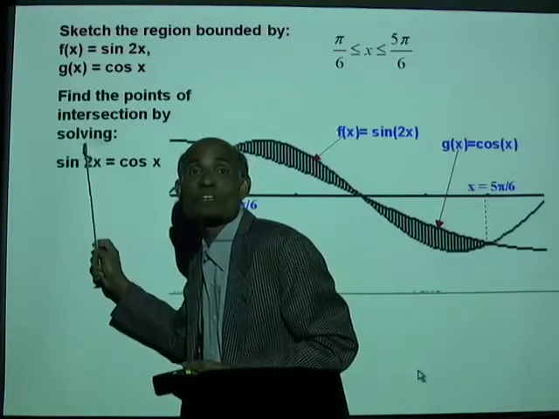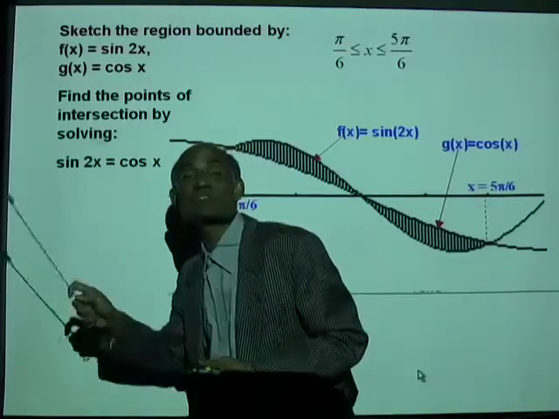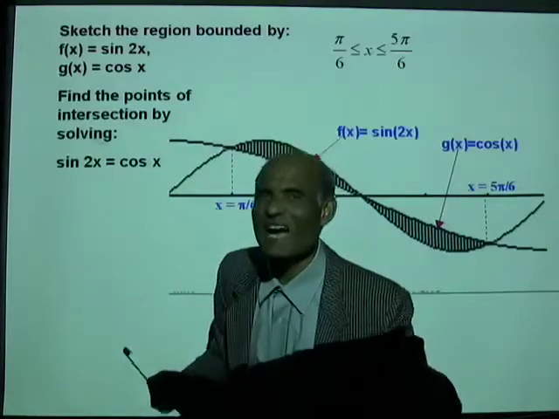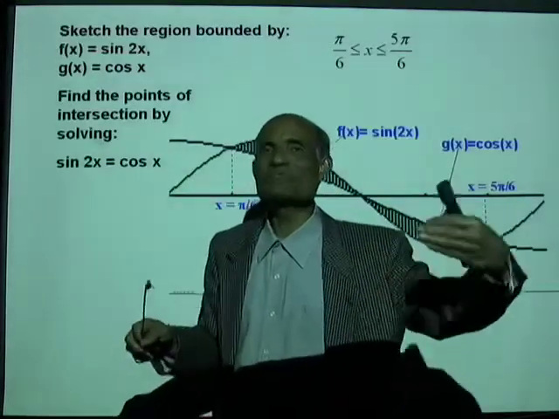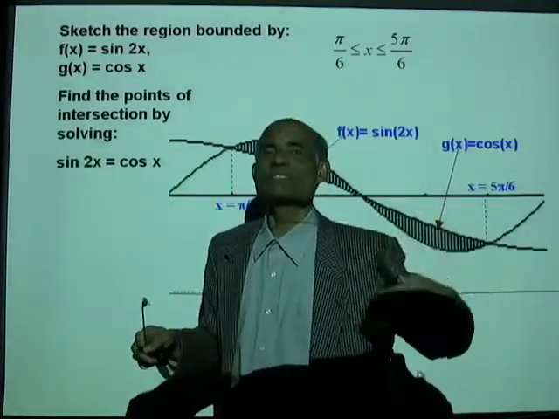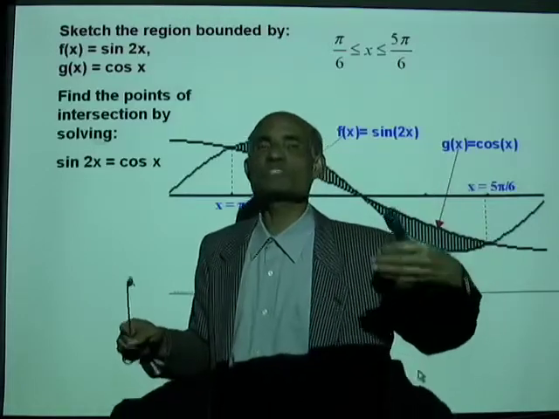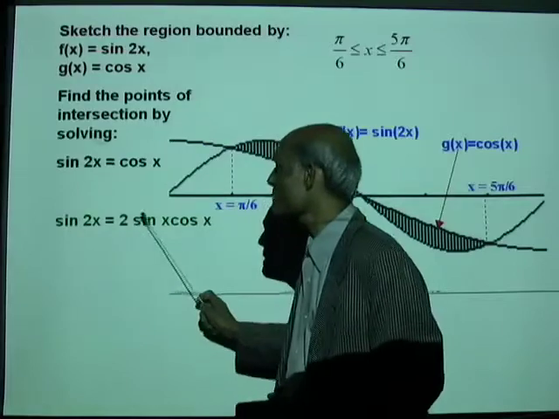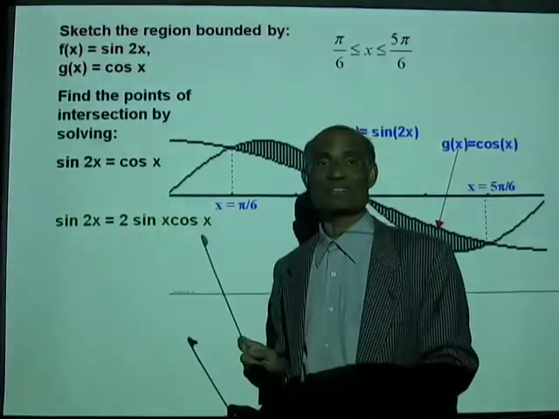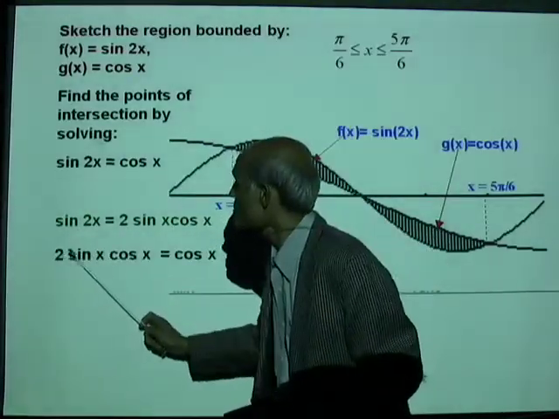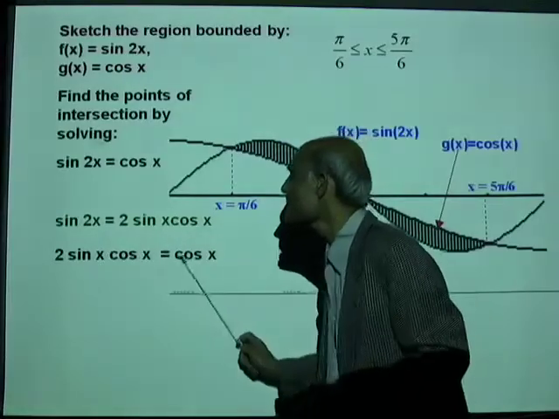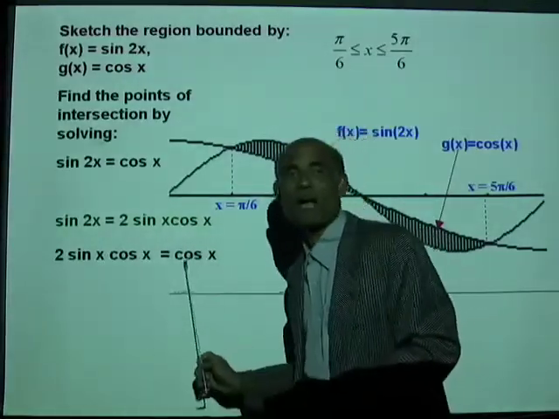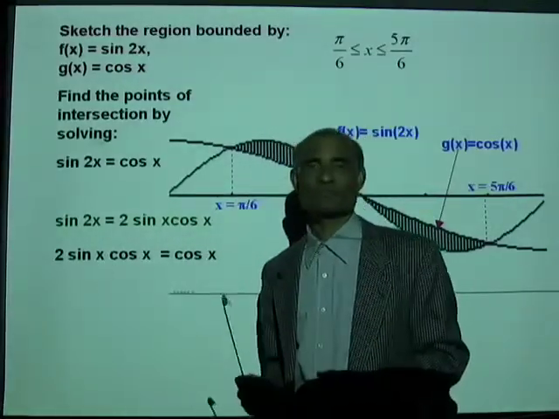Well, the way to solve this is to write sine 2x in terms of sine x. Now, what's sine 2x? Use the identity. Sine 2x is 2 sine x cos x. So write it like that. So that will be 2 sine x cos x equal to cos x. How will you solve it?